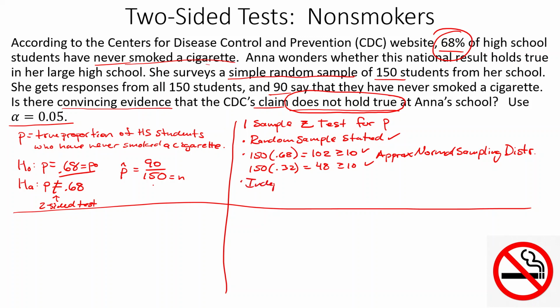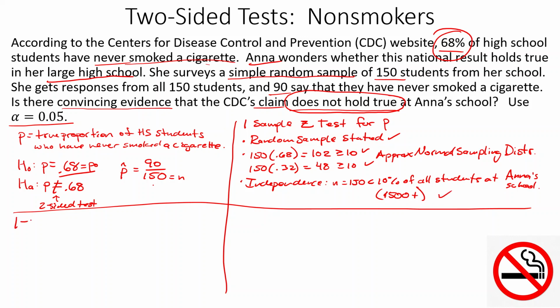And our last one, independence. Our n here is 150, which surely is less than 10% of all students at Anna's school. As long as there are more than 10 times that, 1,500 students at her school, which it said it was a large high school, then it's probably true. We're probably okay there.